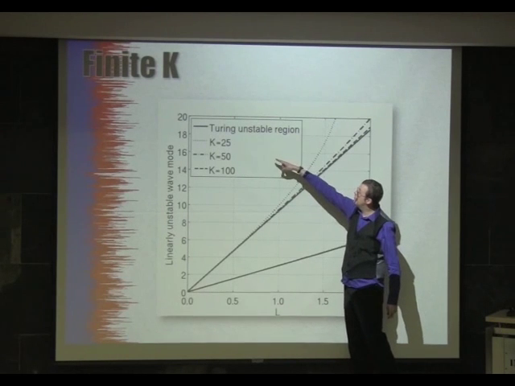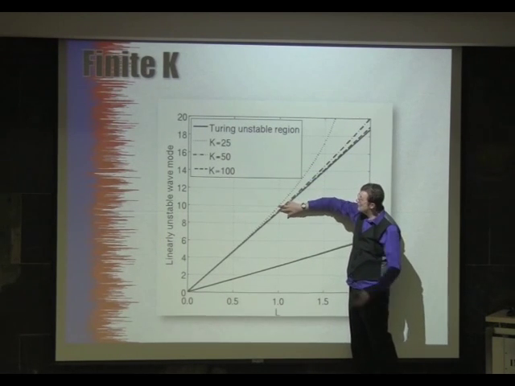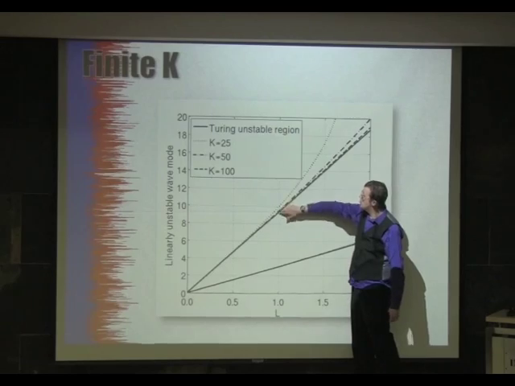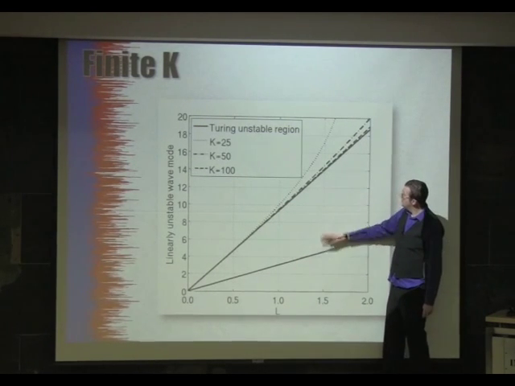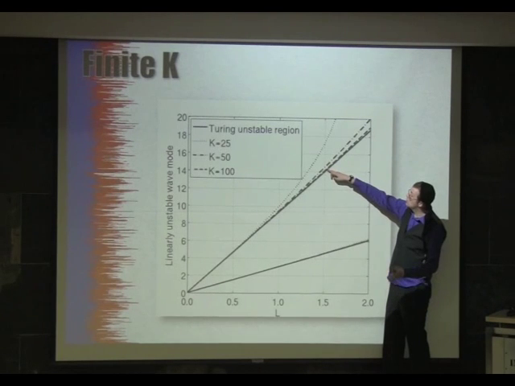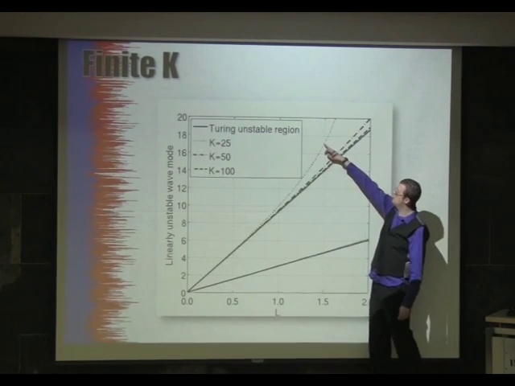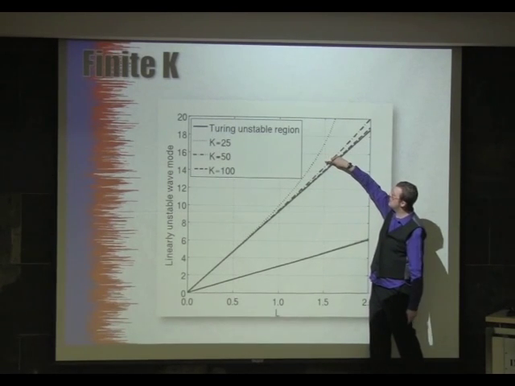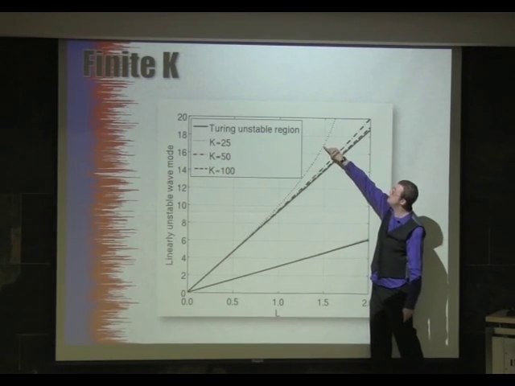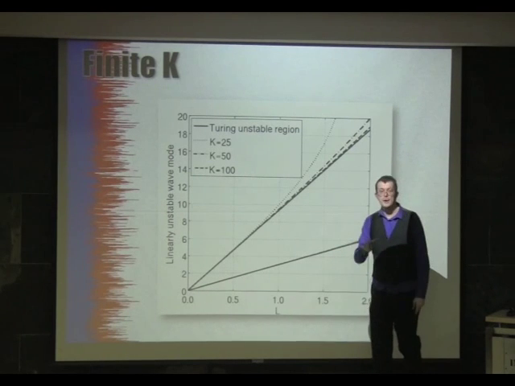And if you have k equals 25 or 50 boxes, even 100 boxes, there's no real difference there. But let's go up to 1.5. Here, if you've got 50 or 100 boxes, again, there's no difference. But if you have 25 boxes, if you discretize your domain into 25 boxes, you're going to start having modes of 15, 16, and maybe even 17 that weren't there before.